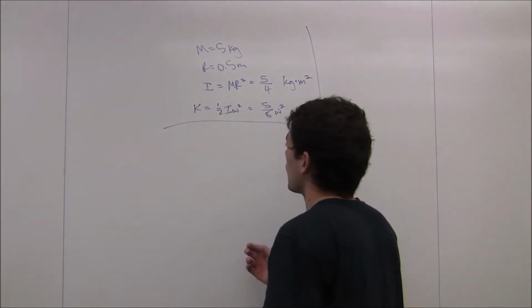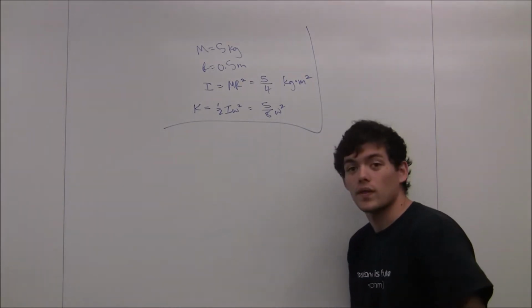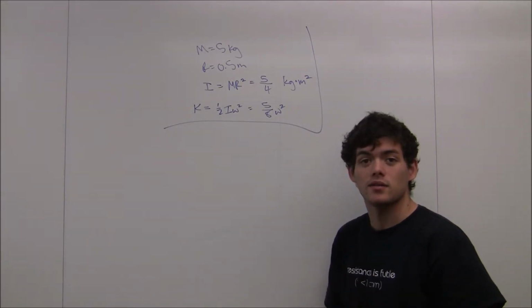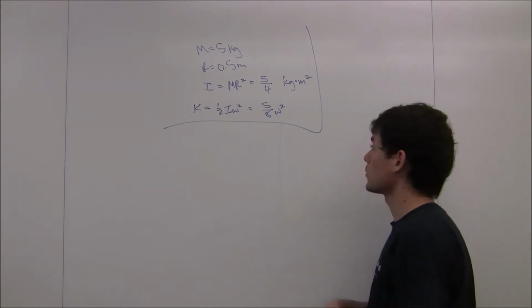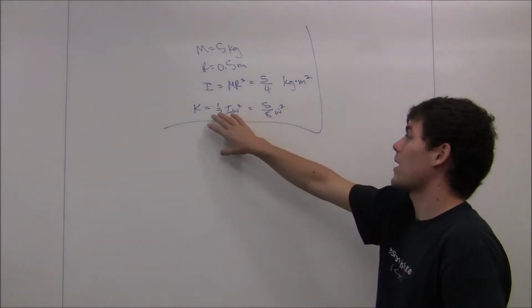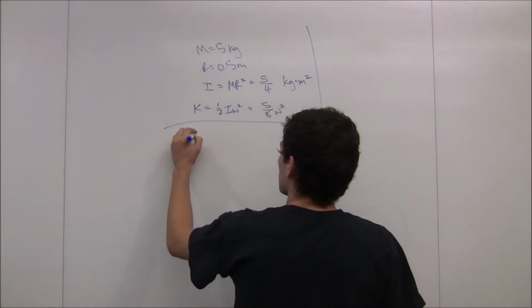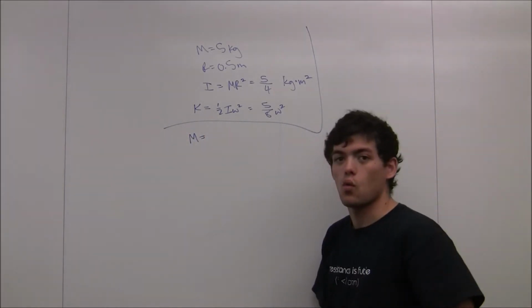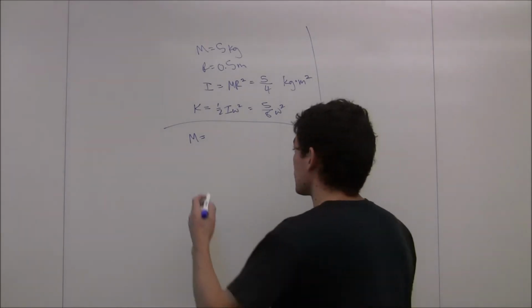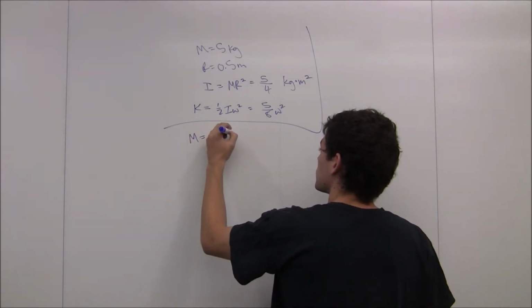So now, what we want to do is figure out what the typical kinetic energy of a car is going to be so that we can then use that to figure out how much kinetic energy this flywheel is going to have to absorb. So a typical car is going to have a mass of about 1 ton, or about 2,000 pounds, which is going to be about 1,000 kilograms.